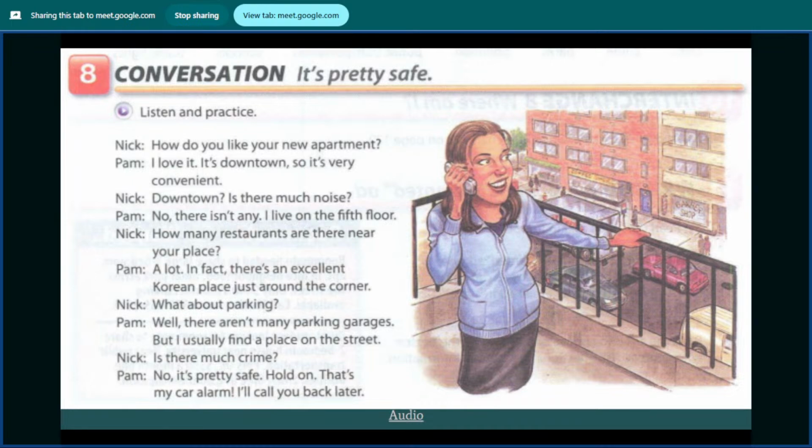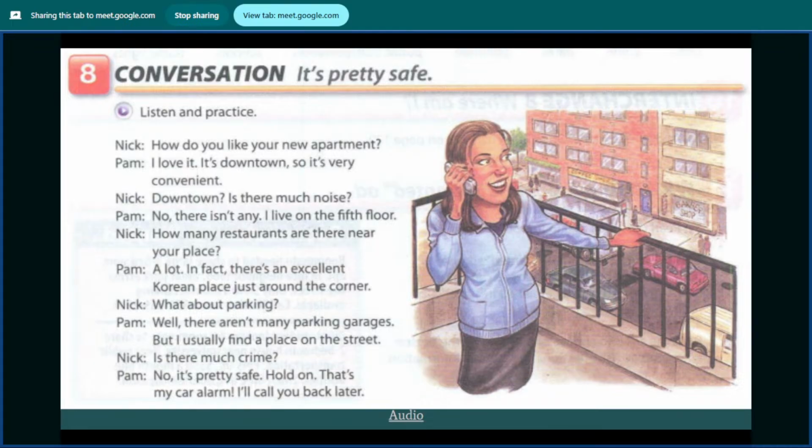What do we mean by downtown? In the city area, where all the offices are located, and the opposite of it would be suburbs. Suburb is on the outskirts. Okay, so she says it is very convenient. So usually when we are staying in a downtown, we have a lot of noise, because of course it's a place where everyone is visiting, correct? So he asks, is there much noise? Now much is important for us and many is important for us, because that's what we are going to learn today, when to use much and when to use many.